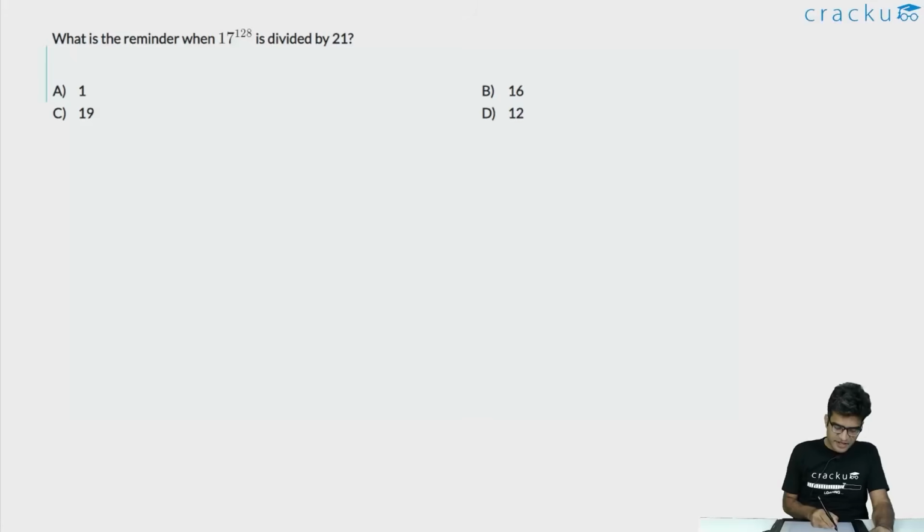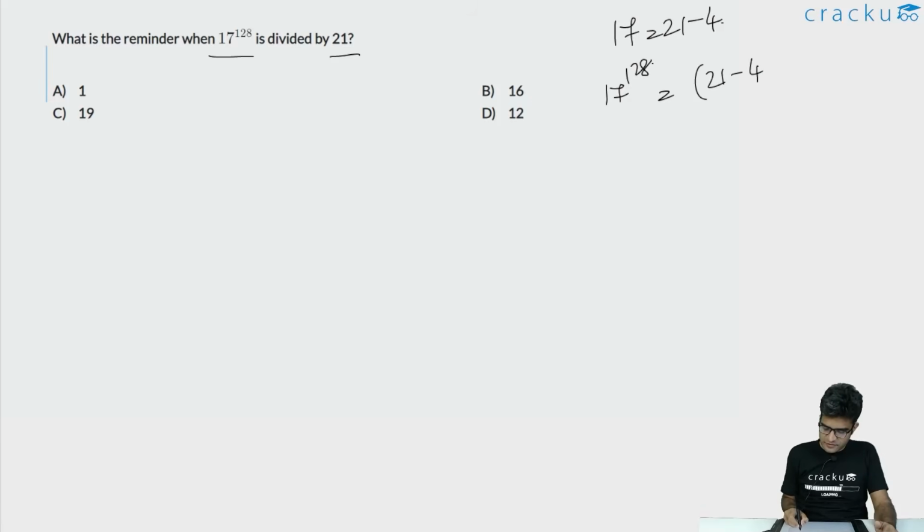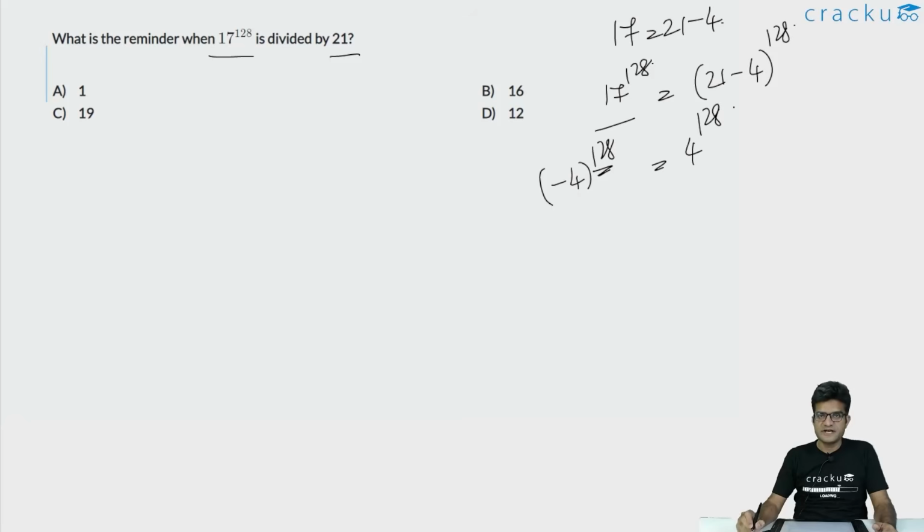In this question, we are asked to calculate the remainder when 17 to the power 128 is divided by 21. 17 is 21 minus 4. So 17 to the power 128 is equal to (21 minus 4) to the power 128. The remainder when this is divided by 21 will be equal to the remainder when (minus 4) to the power 128 is divided by 21, which is essentially equal to 4 to the power 128, as 128 is an even number. What is the remainder when 4 to the power 128 is divided by 21?